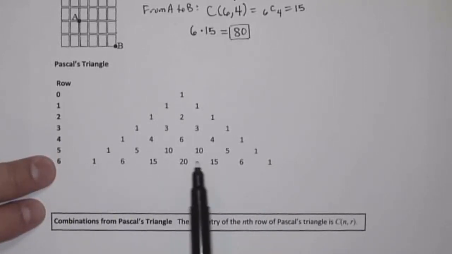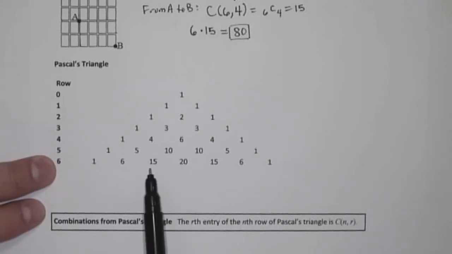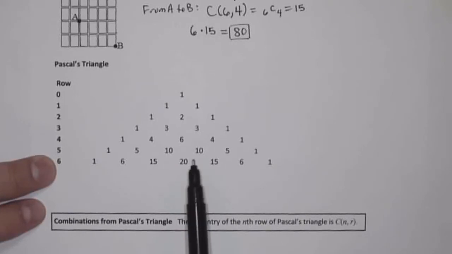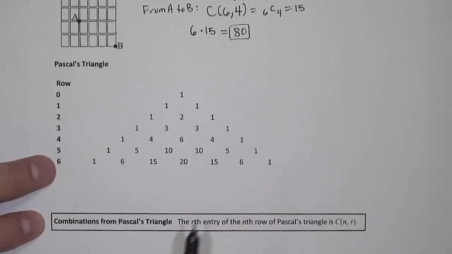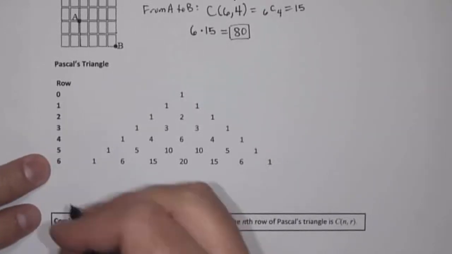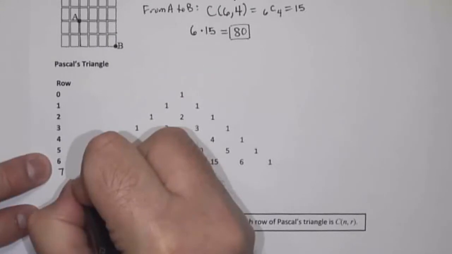So again, row 6, 1 plus 5 gives us 6, 5 plus 10 gives us 15, 10 plus 10 is 20, 10 plus 5 is 15, 5 plus 1 is 6, ends in 1. So if we wanted to find the next row, it would start with 1. This is row 7.